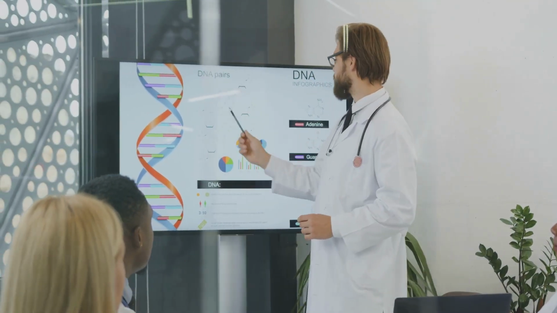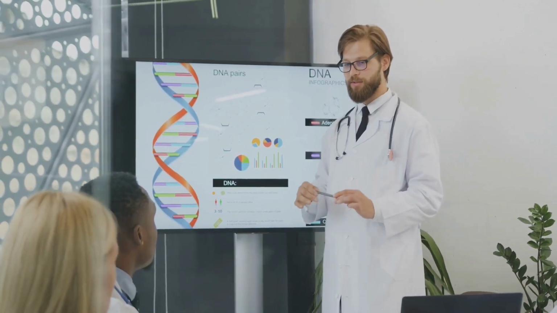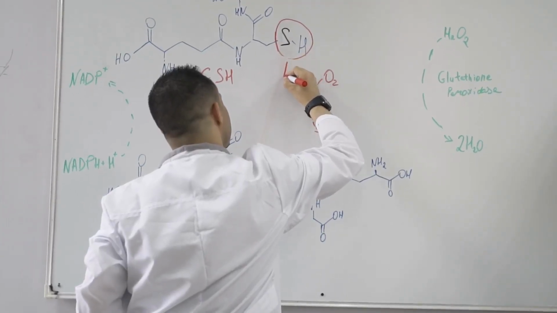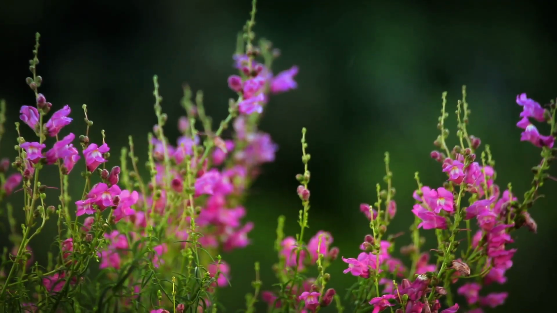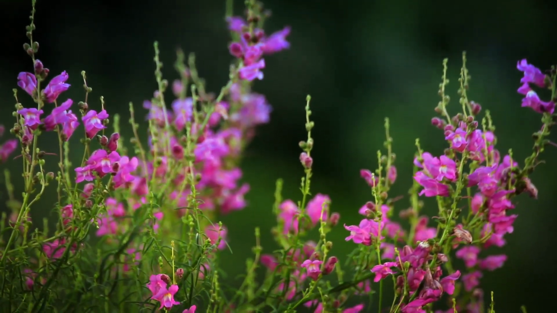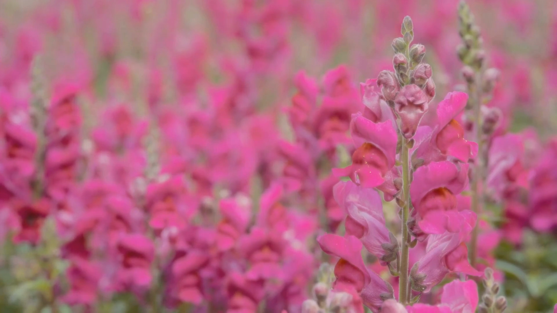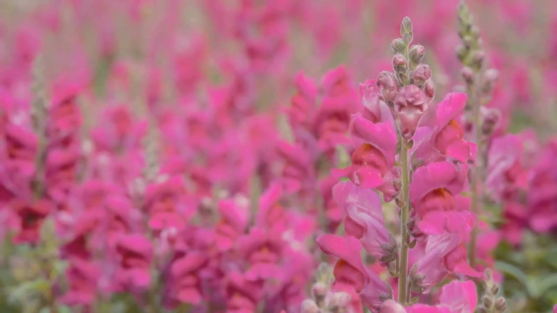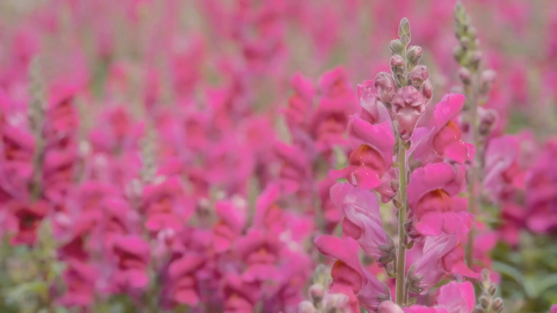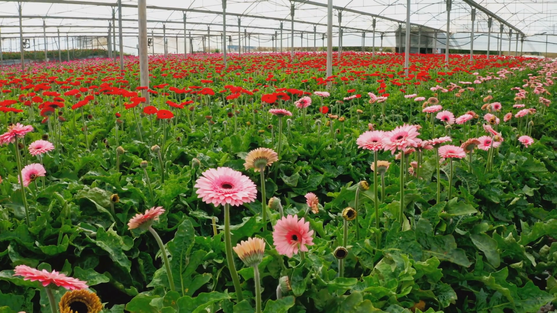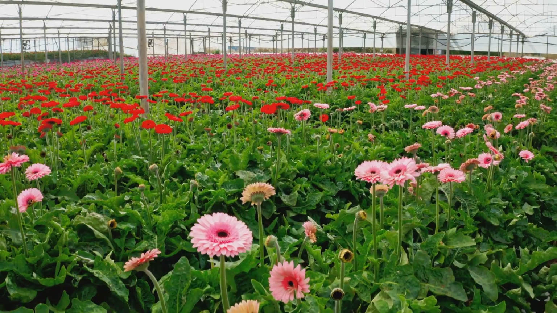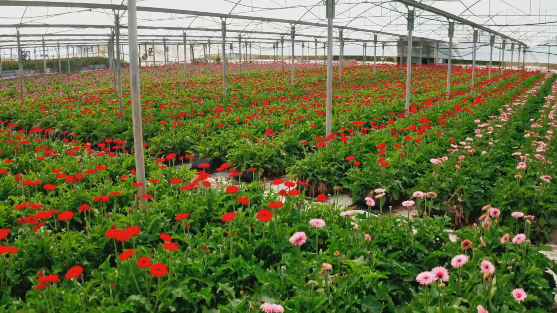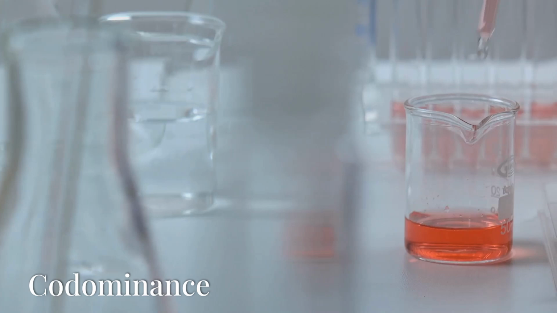First, consider incomplete dominance, where neither allele is completely dominant over the other. Instead, the heterozygous genotype results in a blending of traits. A classic example is flower color in snapdragons. If R represents the allele for red flowers and W represents the allele for white flowers, a plant with the genotype RW will produce pink flowers, a mixture of red and white. A cross between two pink flowers, RW crossed with RW, results in a 1:2:1 phenotype ratio, 25% red, 50% pink, and 25% white.